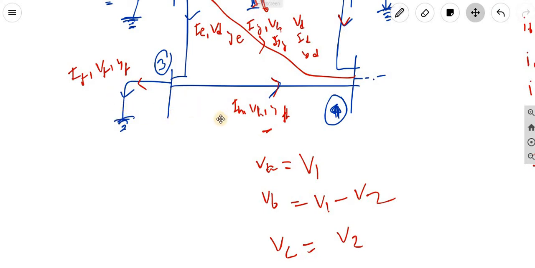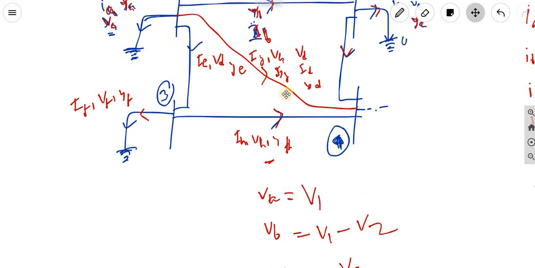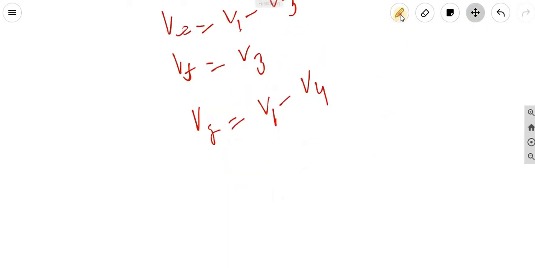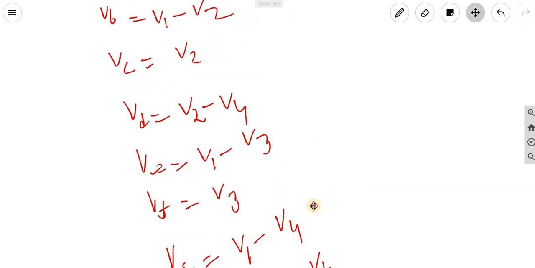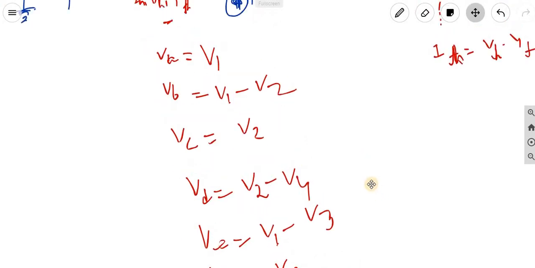And for this, VF, VG, VG means V1 minus V4, VH is V3 minus V4. Again this set of equations, we got 8 equations.